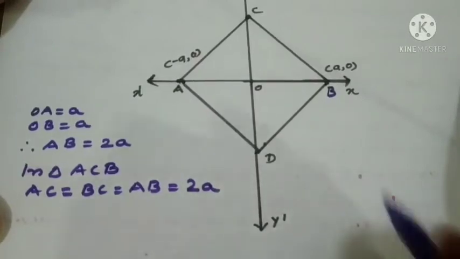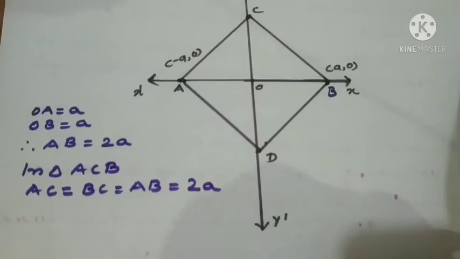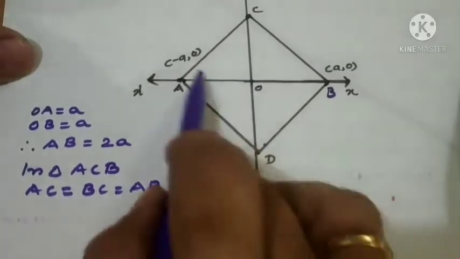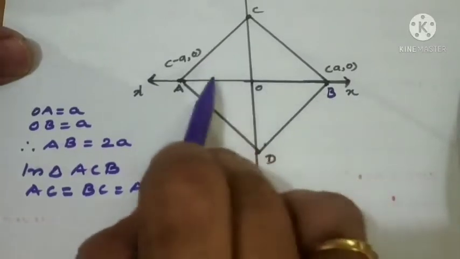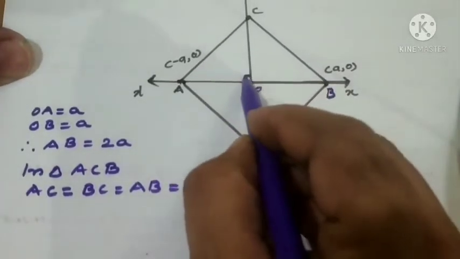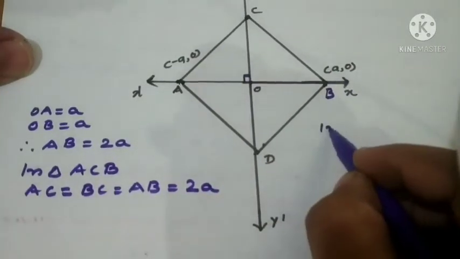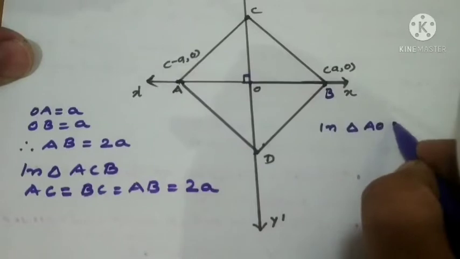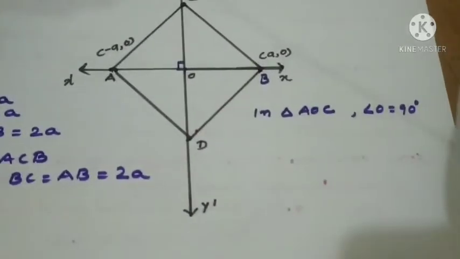All the distances are the same only because it is an equilateral triangle, right? AC equal to BC equal to AB equal to 2A. Now if we consider AOC or BOC, anything we can take. So in triangle AOC, angle O is 90 degrees, we know that, right? So I can write here, triangle AOC, angle O equal to 90.